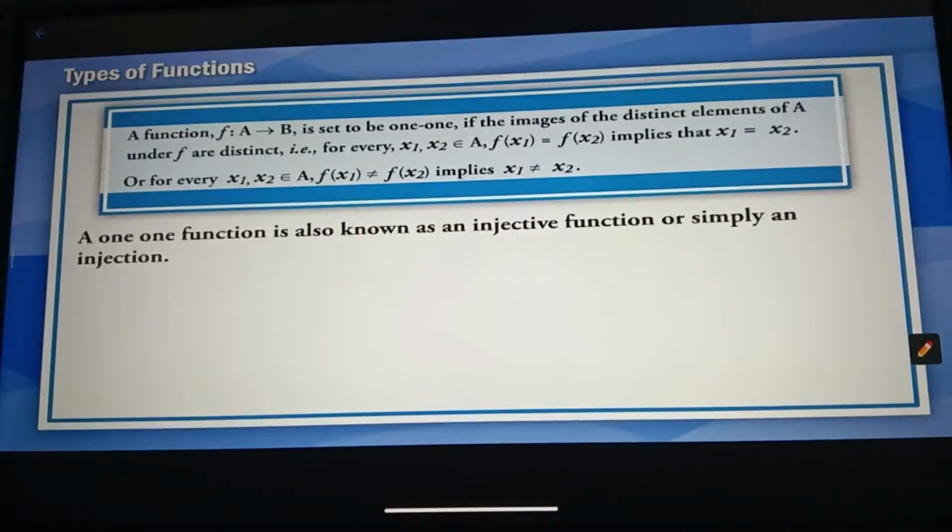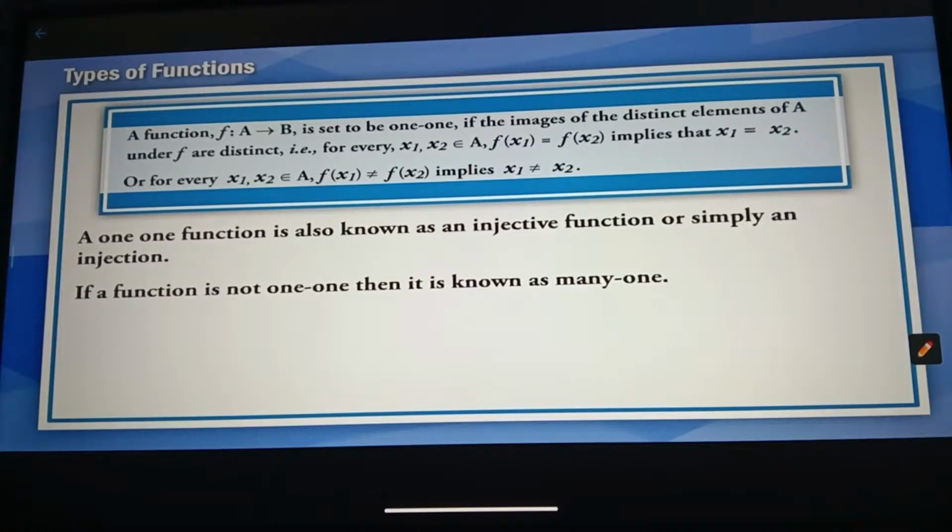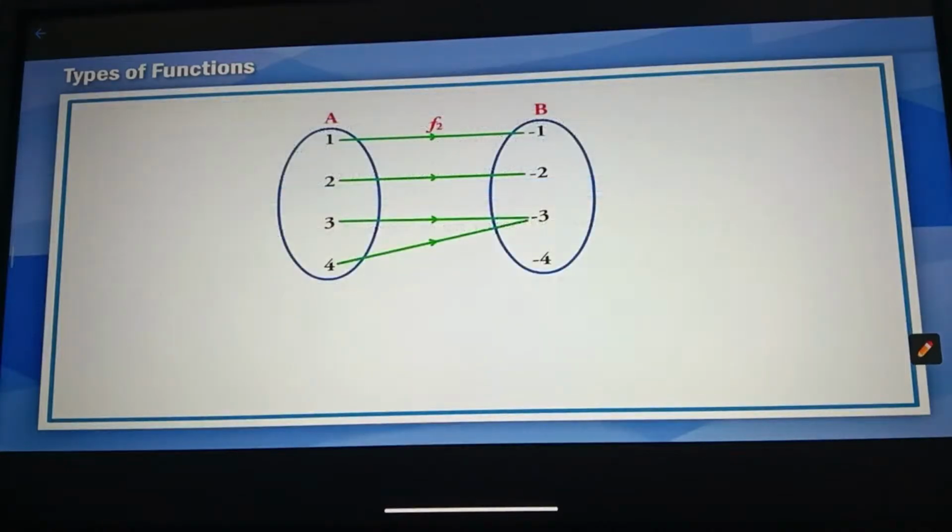Further, if a function is not 1-1, then it is known as many-one. For example, function f shown here is not 1-1, as two distinct elements, 3 and 4 of set A, have the same image, minus 3, under f. Hence, function f is many-one.